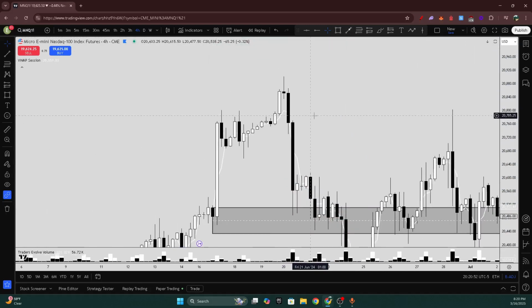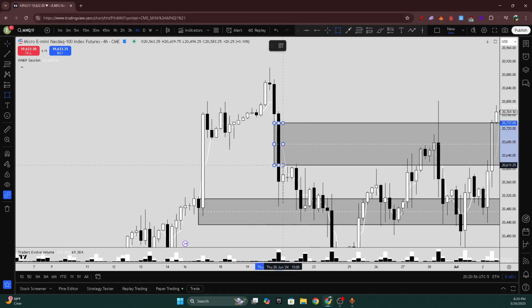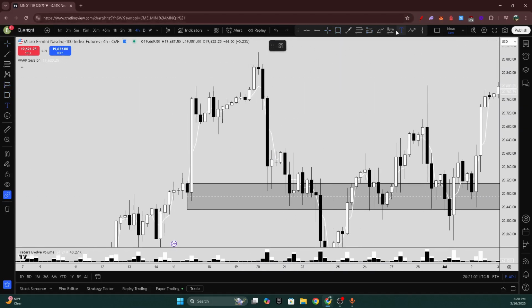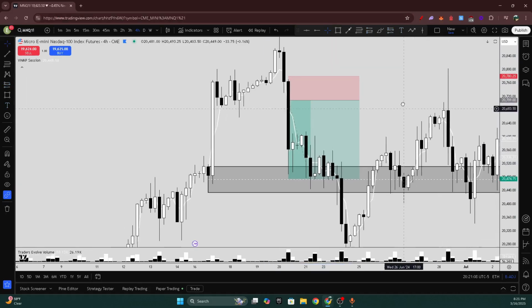Now think of it the other way as well. Say we saw this nice imbalance creating a gap here. You'll learn more about this in the next episode. But say we had a nice entry model here where someone looked to enter shorts somewhere there, and they placed their stop above here for who knows why.